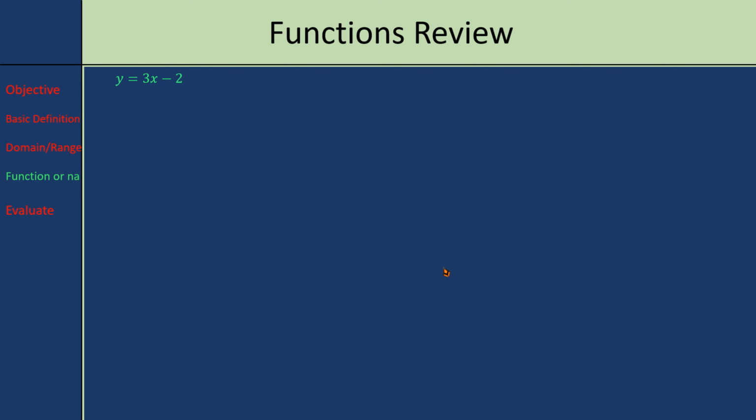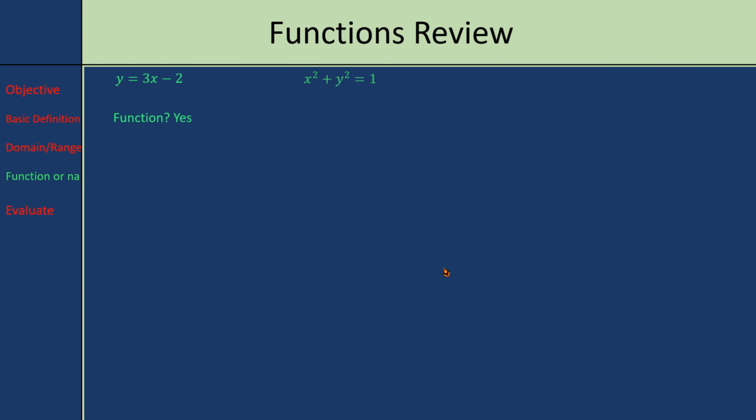Here, if I put in a value for x, like if I put in 3 for x, I get 3 times 3 is 9 minus 2 is 7. 3 gives me 7. It cannot give me any other number. So I can't have different y values. So this is a function, right? As long as you put in an x and you only get one y, then it's a function.